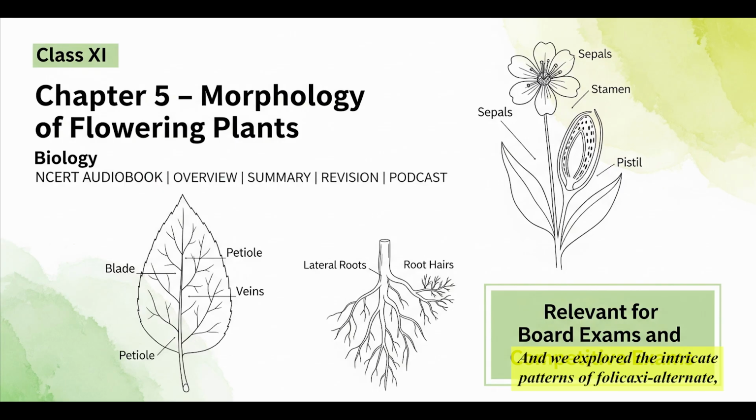And we explored the intricate patterns of phyllotaxy, alternate, opposite, and whorled, which optimize light capture. A very logical progression through the vegetative parts. Yes. Then we broadened our view to the arrangement of flowers, the inflorescence, defining it as a modified shoot and dissecting the 2 major types, racemose, with acropetal succession, and cymose, with basipetal succession, focusing on their distinct growth patterns.